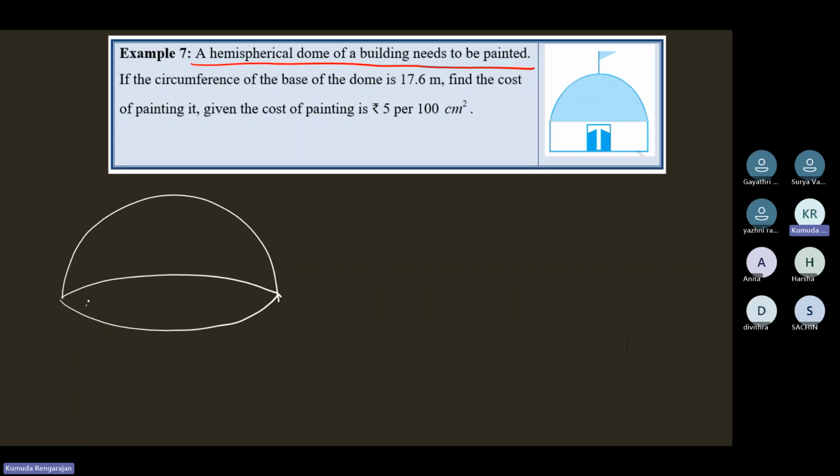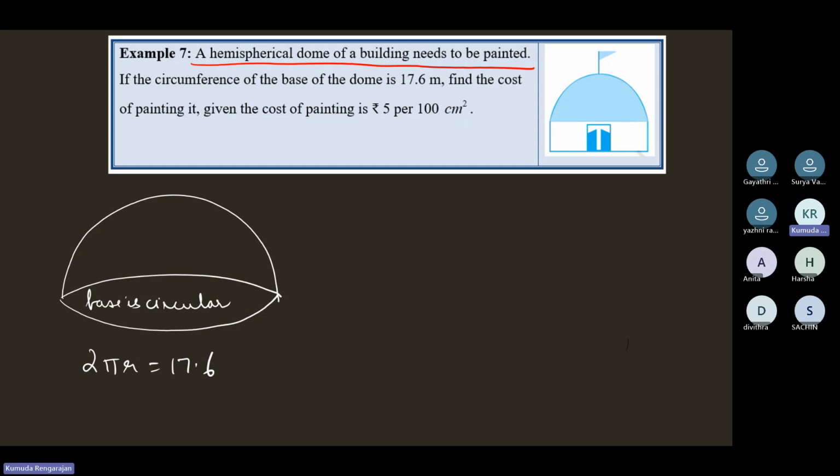The base is circular. So what will be the circumference then? 2 pi r is equal to 17.6. If the circumference of the base, what is the shape of the base? Circle. So circumference of the circle, 2 pi r, is 17.6. You must find the cost of painting it at the rate of 5 rupees per 100 centimeter square.